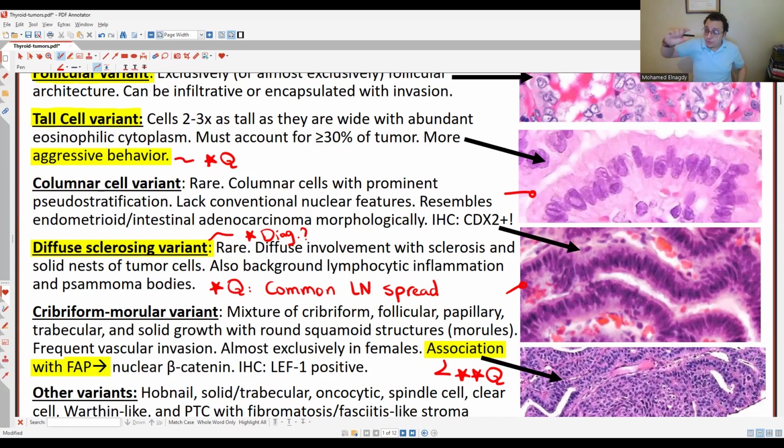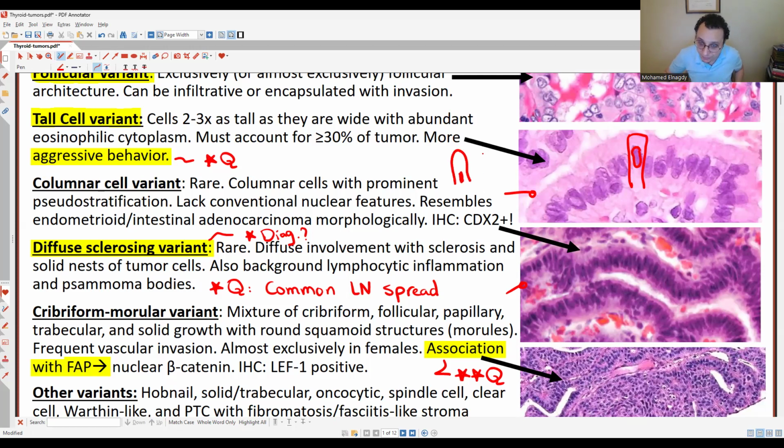The site, or the location, of the nucleus. In the tall cell variant, the nucleus is usually in the middle of the tall cell, more towards the apex though. But in the columnar cell variant, the nuclei are usually basal. It's colon-like, like colon adenocarcinoma. They have these columnar cells which are thin and tall, and the nucleus is at the base, like this.